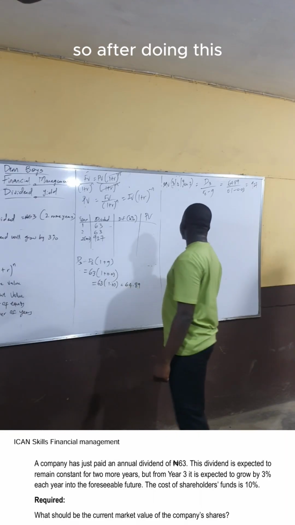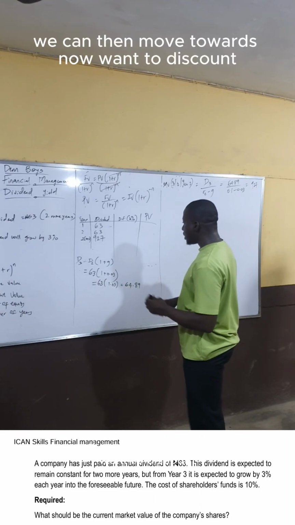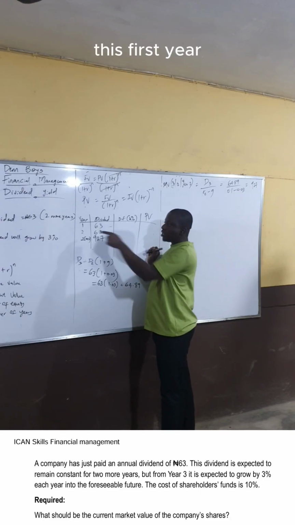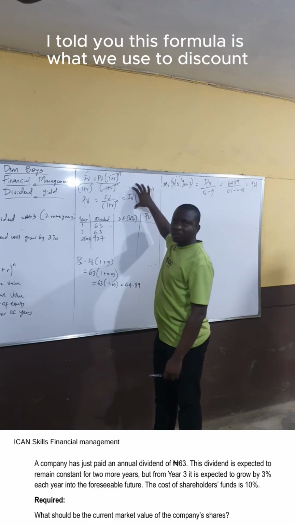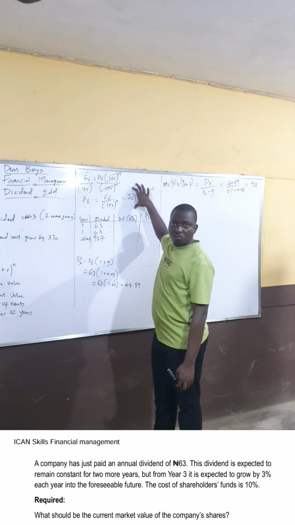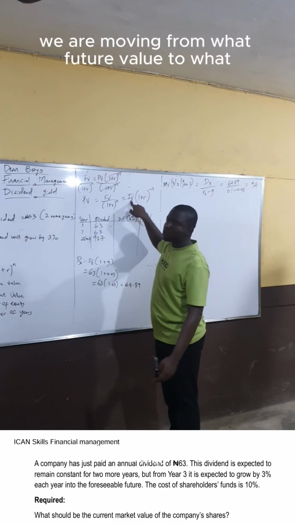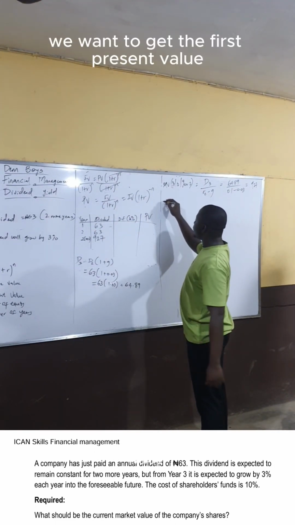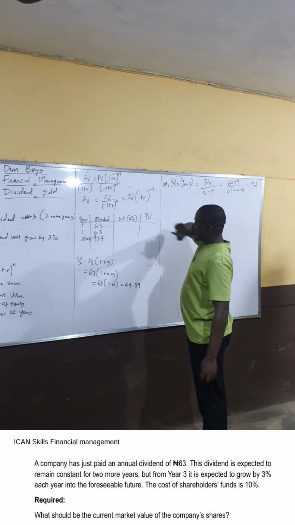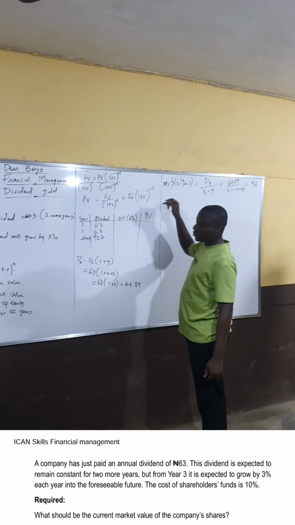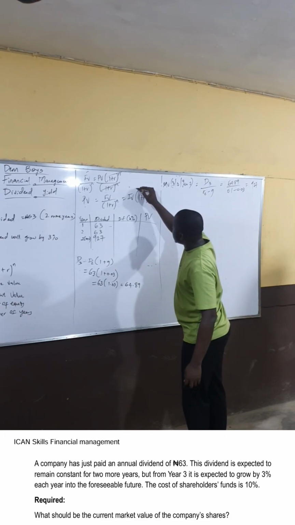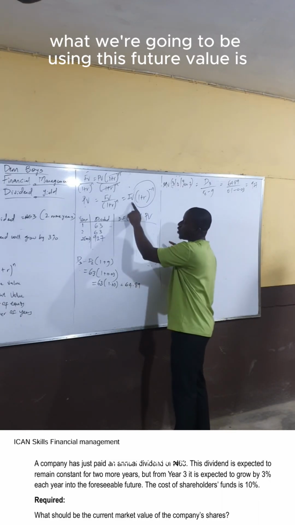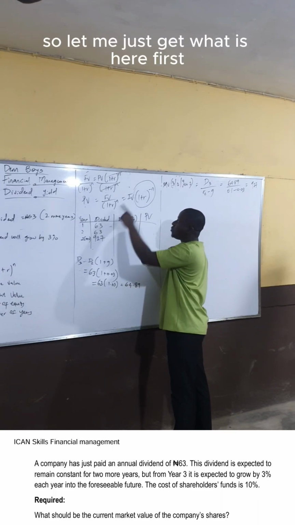Now, after doing this, we want to discount. We want to discount this thing. This first year, I told you this formula is what we use to discount. We are moving from future value to present value. Now, we want to get the first present value, or let's just go to the discounting factor. This is what we are going to be using. This future value is 3 years. So let me just get what is here first.